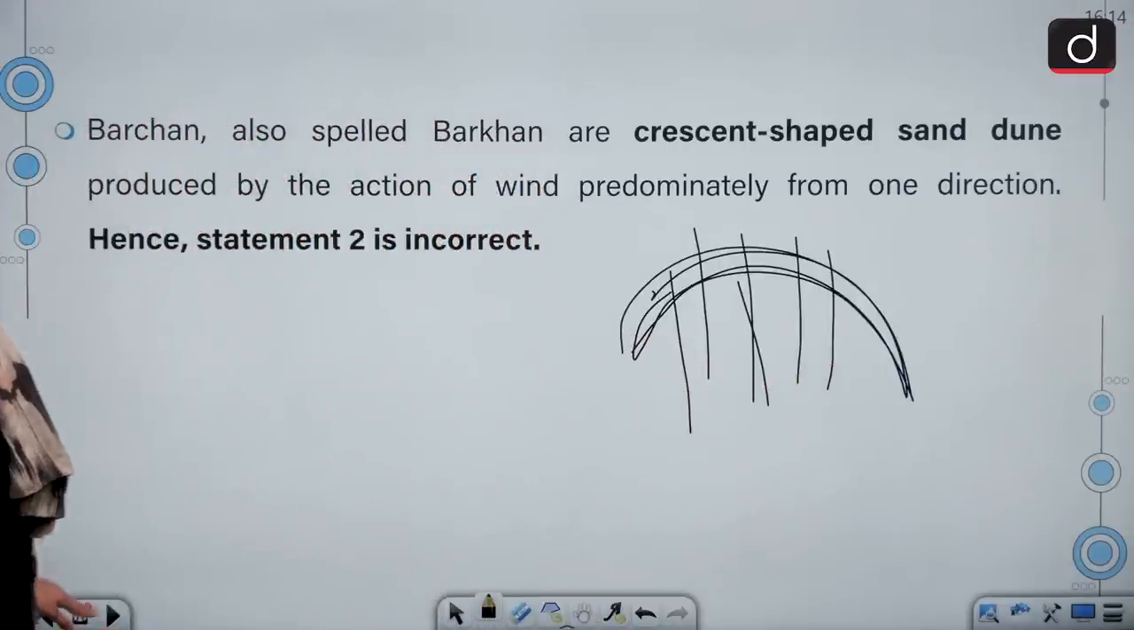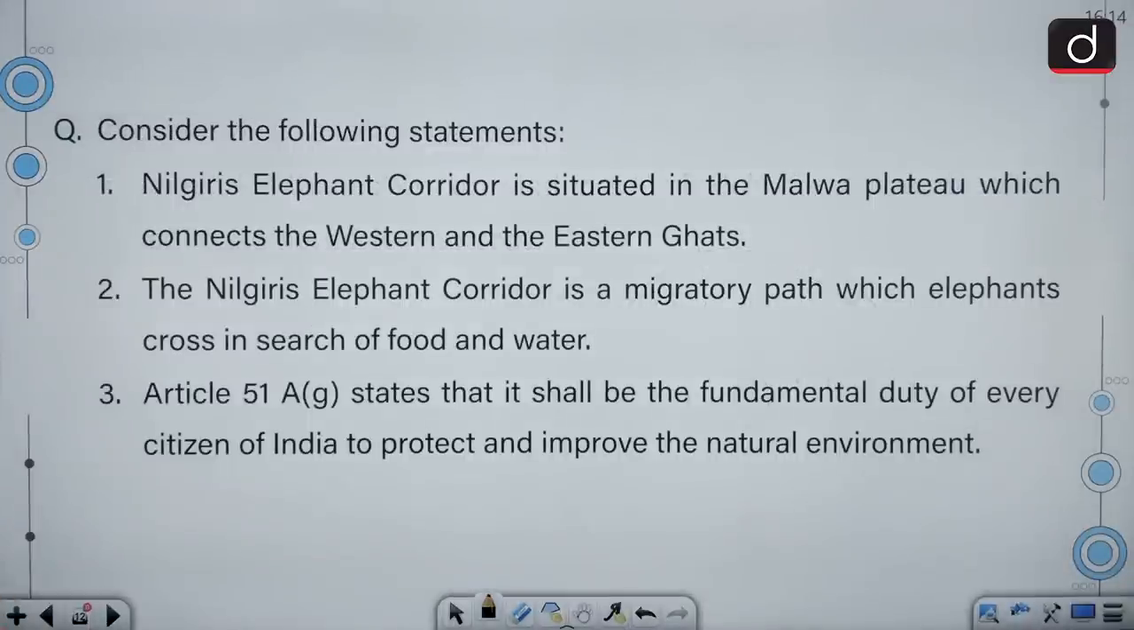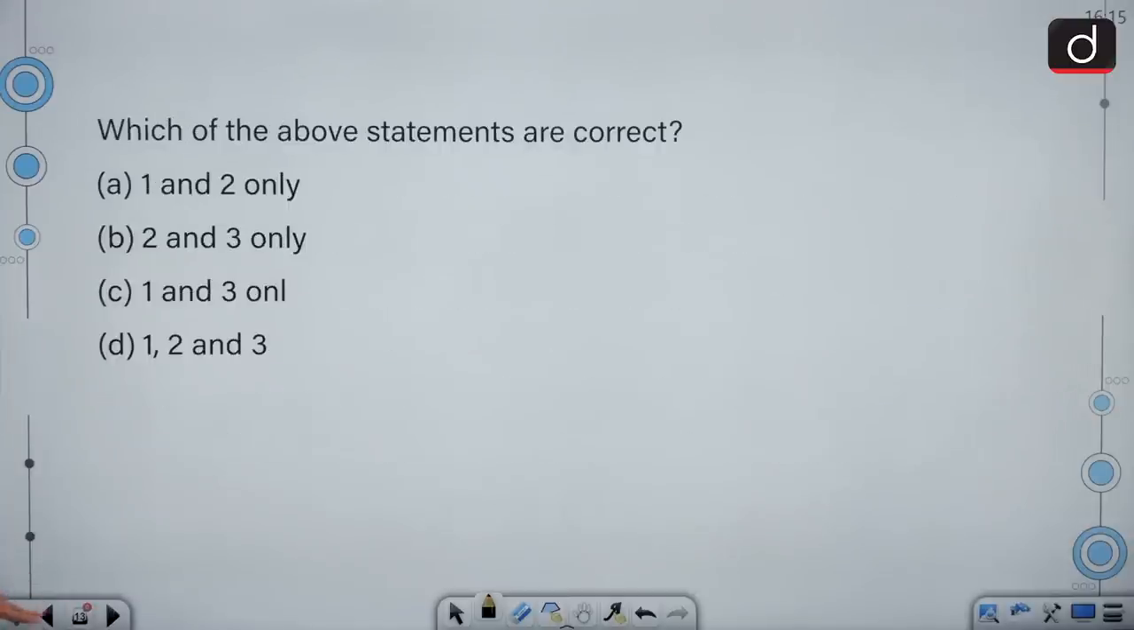Okay, moving on to the next question. Consider the following statements. Nilgiris Elephant Corridor is situated in the Malwa Plateau, which connects the Western and Eastern Ghats. The Nilgiris Elephant Corridor is a migratory path which elephants cross in search of food and water. Article 51A Clause G states that it shall be the fundamental duty of every citizen of India to protect and improve the natural environment. We have to select the correct statement.